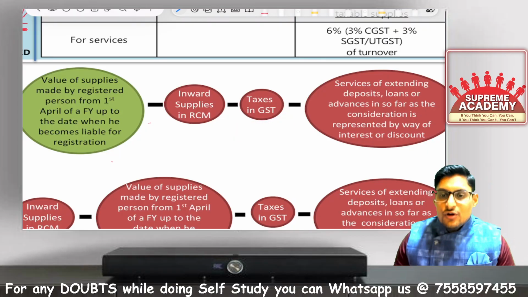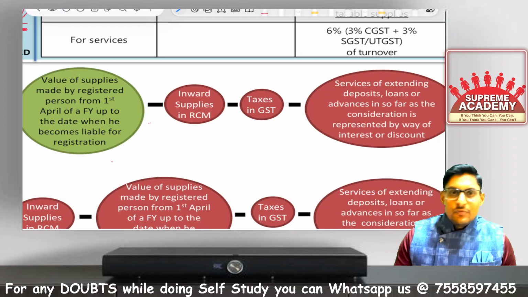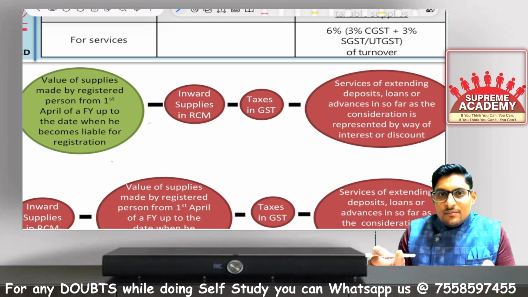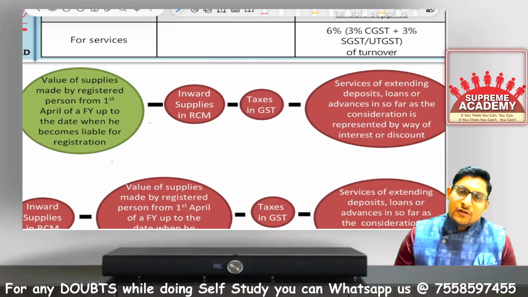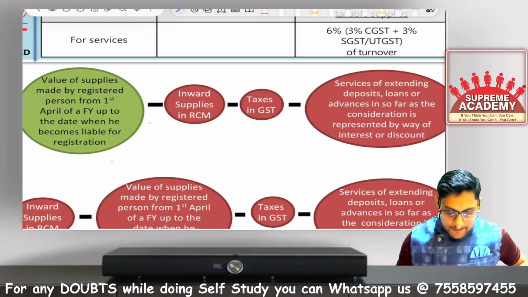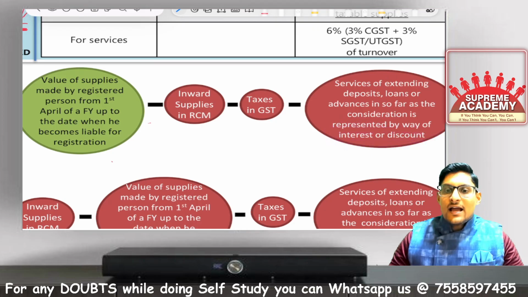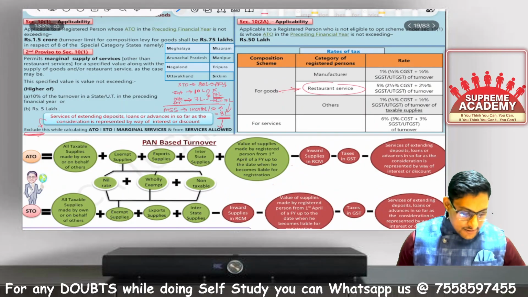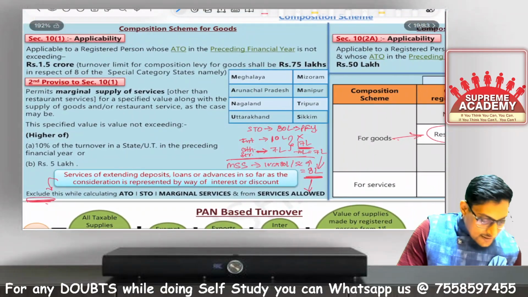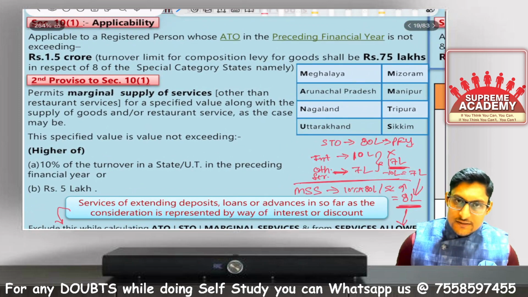Also, taxes, that is GST, should not be included. Yes, if anything is given like 1 lakh turnover inclusive of taxes, then from that you have to separate the tax amount and the non-tax portion of turnover. So here we are going to consider only that portion of turnover which is exclusive of taxes. And again, the last term, services of extending deposits, loans, advances in so far as the consideration is represented by way of interest or discount. This thing I am going to explain to you later. So this is the definition of PAN based aggregate turnover. If that aggregate turnover is less than the prescribed limits, then the person can apply for the composition scheme.